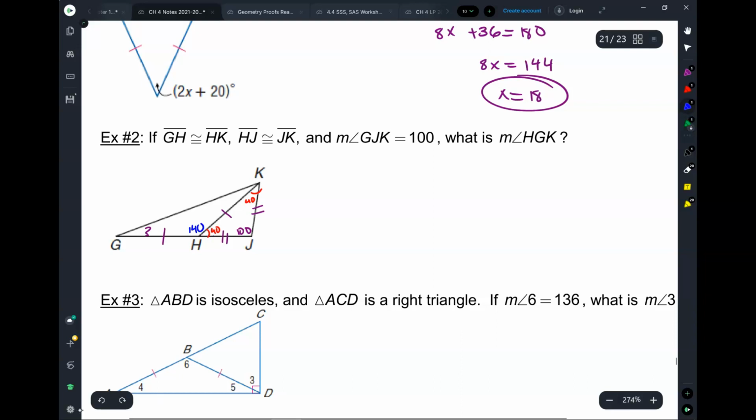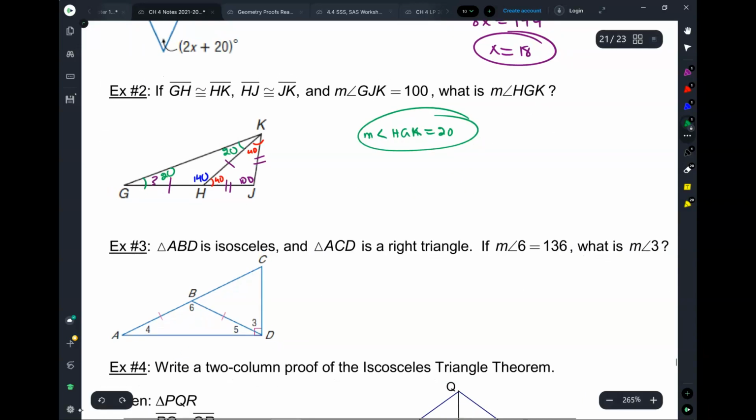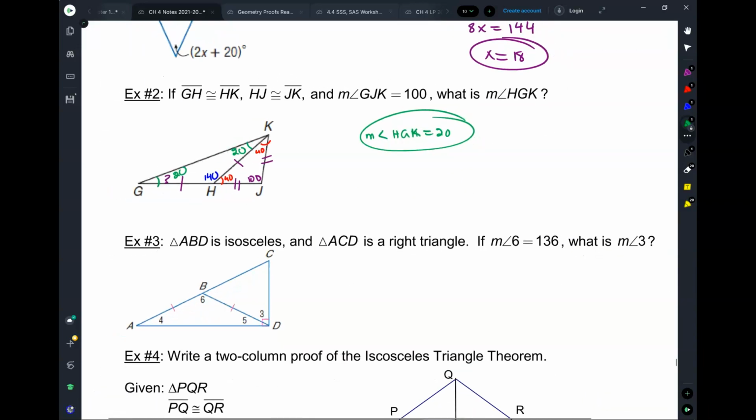And I also know that these two are congruent to each other. So 140 subtracted from 180 is 40. That leaves 20 for each of these. So the measure of angle HGK is equal to 20.